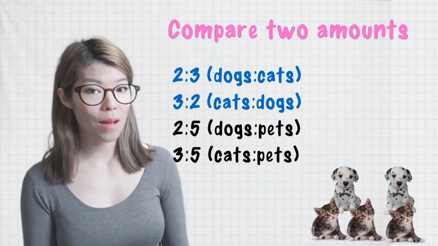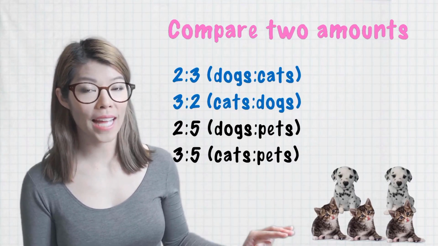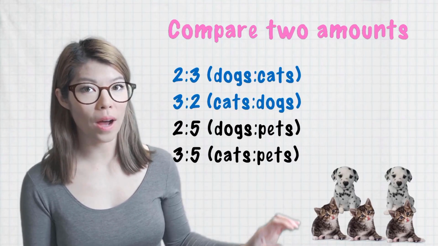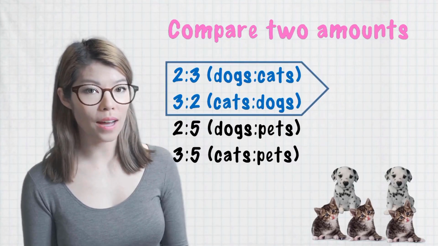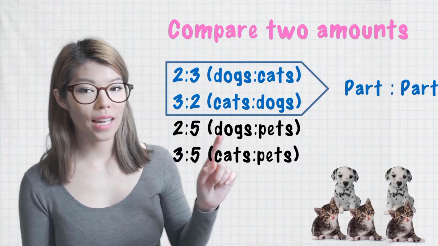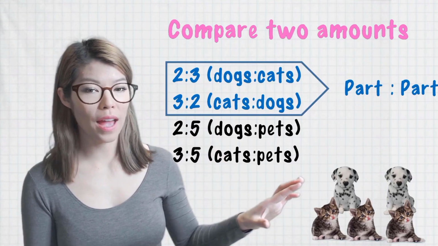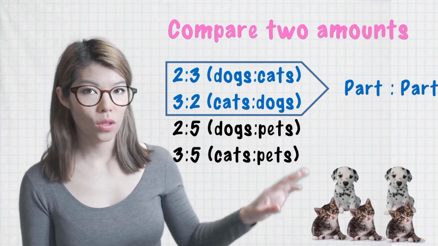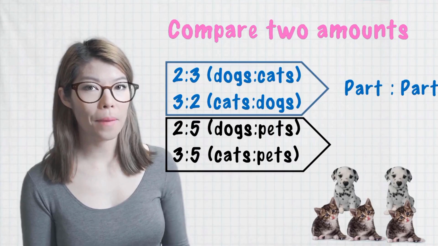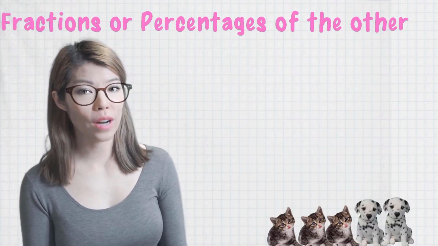So the first 2 examples, I've talked about the dogs and the cats separately. So we looked at the 2 parts individually. So these are called part-to-part ratios. Whereas the last 2 examples where we looked at one of the animals, which is one part, to the total, is called part-to-whole. We could also use fractions and percentages.